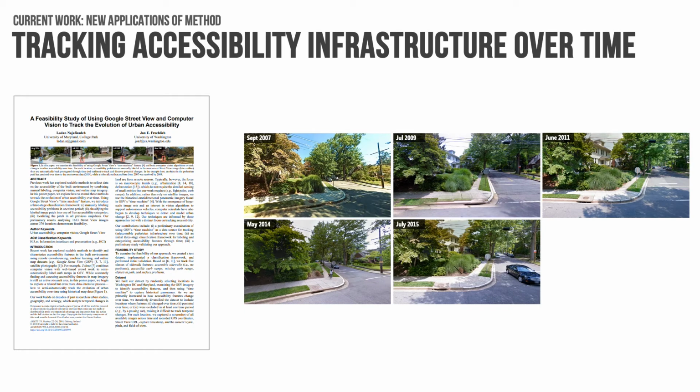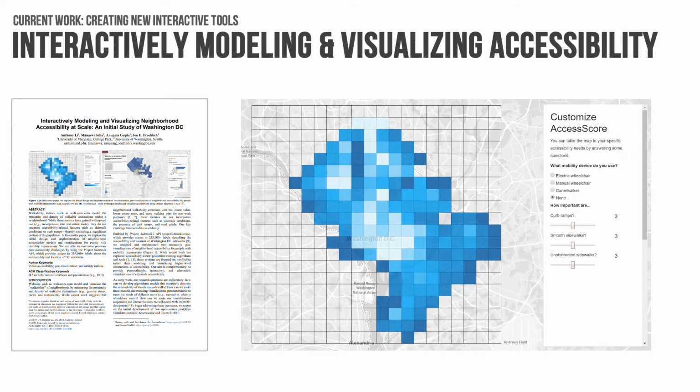We've also been adapting our techniques to explore semi-automatic tracking of accessibility features over time. So, for example, here a user labels a missing curb ramp in an image from July 2015, and that label is back-propagated throughout time on that street intersection. Finally, we've been exploring new techniques to model and visualize urban accessibility as a function of sidewalk accessibility.